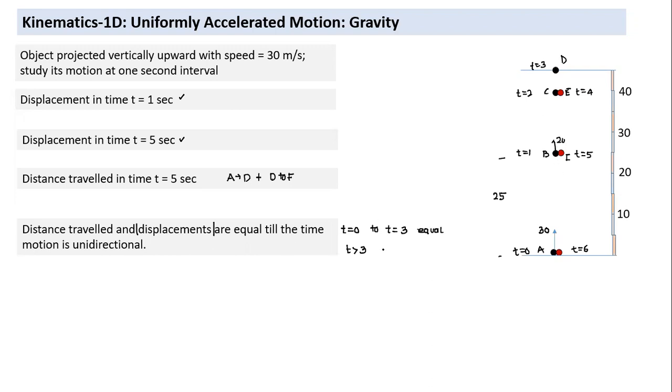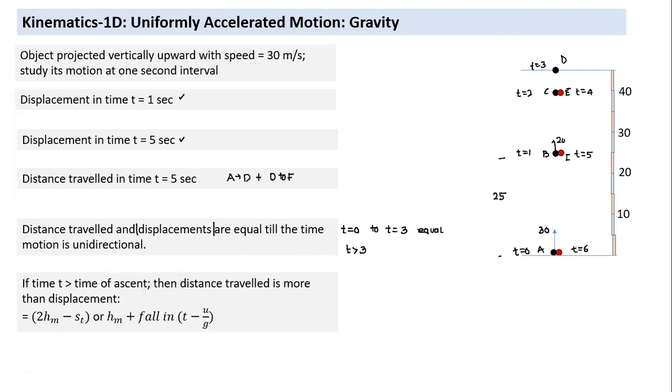So at t equal to 3, now what happens? Displacement magnitude becomes less than that. So what we observe here, we can also write is, if time t is greater than the time of ascent, the time it takes for it to reverse its direction, or the time when it comes to momentary rest, then distance traveled is more than displacement.